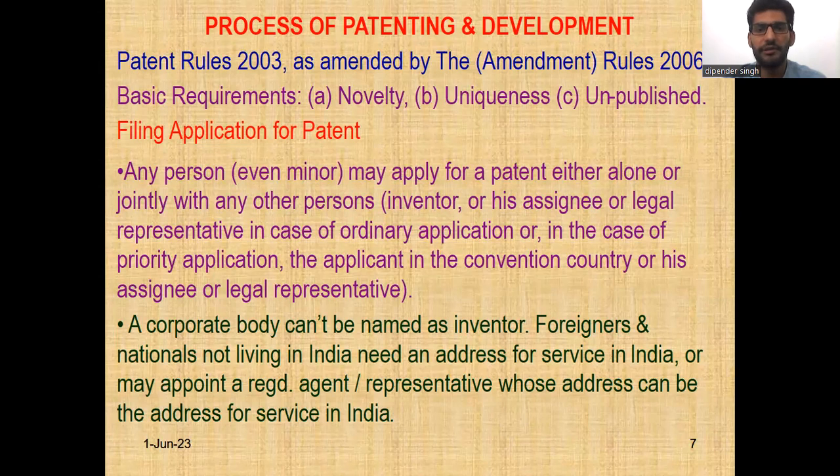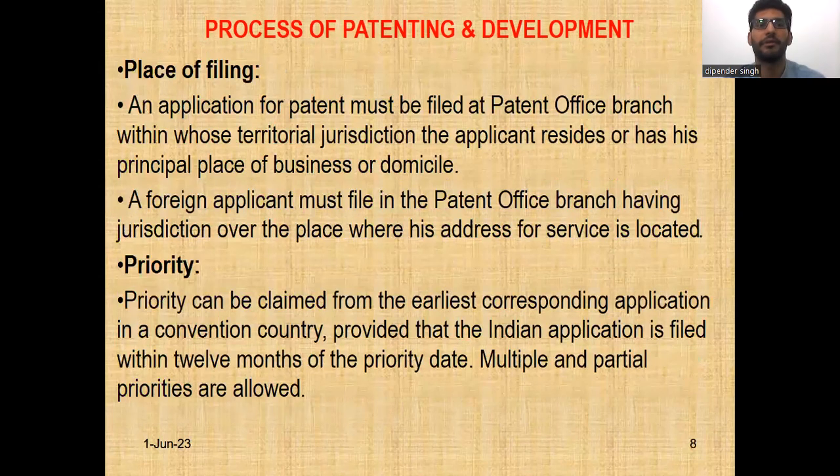A corporate body can't be named as inventor. Foreigners and nationals not living in India need an address for service in India or may appoint a registered agent representative whose address can be the address for service in India. Now, what about the place for filing? An application for patent must be filed at the Patent Office branch within whose territorial jurisdiction the applicant resides or has his principal place of business and domicile. A foreign applicant must file in the Patent Office branch having jurisdiction over the place where his address for service is located.